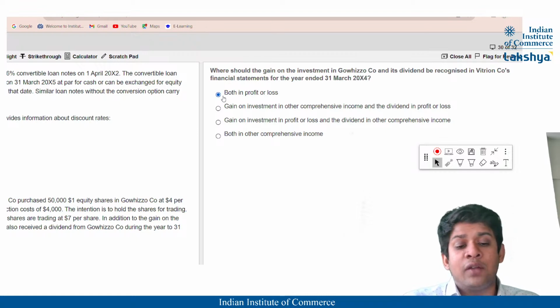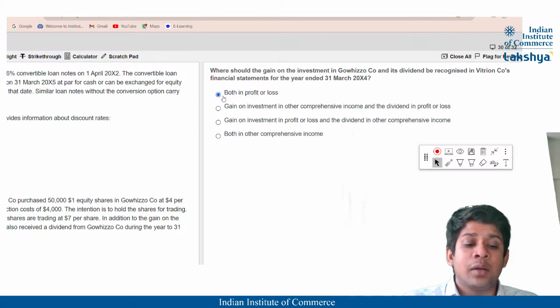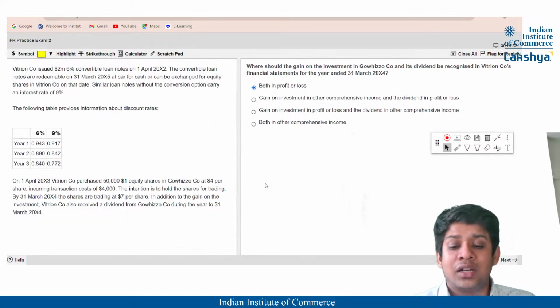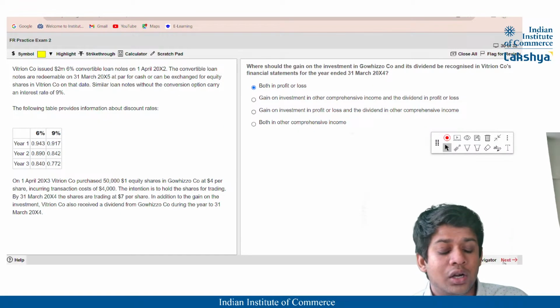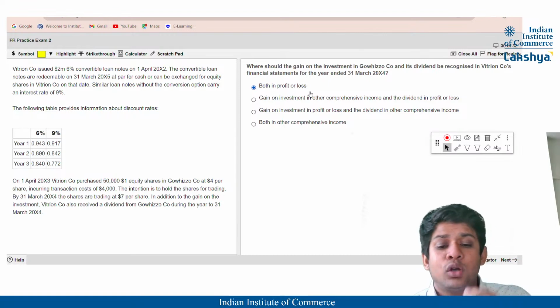So any shares which are held for short-term trading are taken to P&L and both will be held in your P&L, the gain as well as the dividend income that you've got, okay? Not deducted from the dividend, right? Or not deducted from the equity. Technically, both will be taken as an income to your P&L, okay?